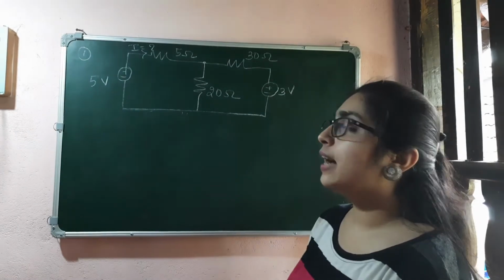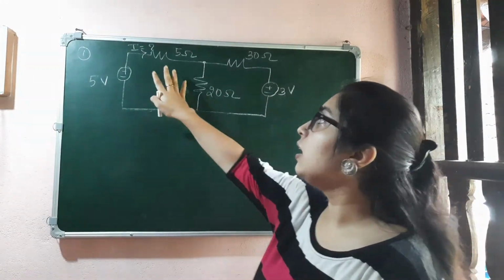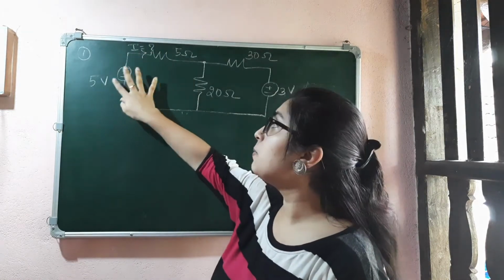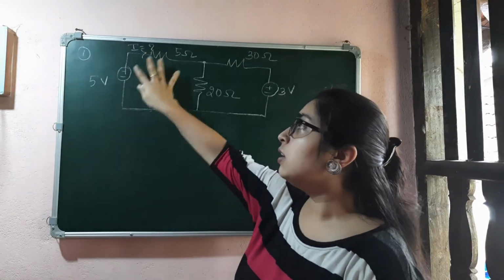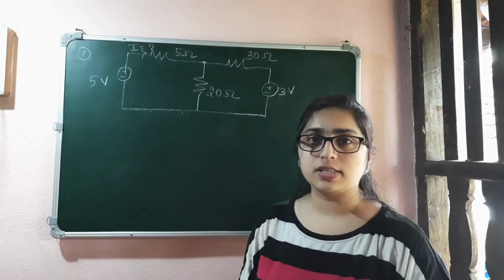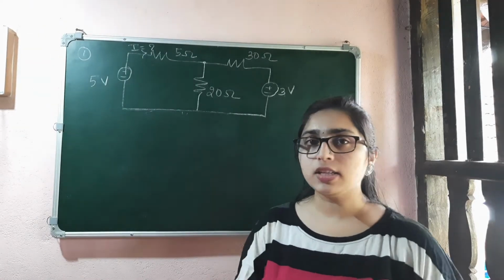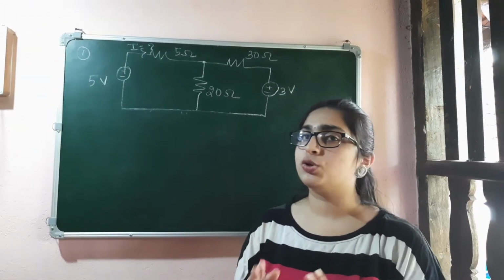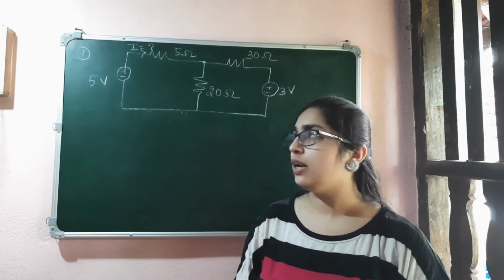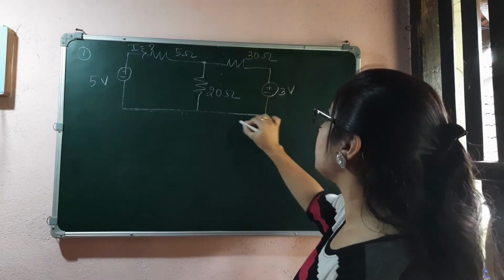Just be careful that while using the source transformation technique, don't alter this resistance part. That means don't go and apply the source transformation technique on this 5 volt source and the 5 ohm resistor part. Wherever you want to find the voltage or current in the source transformation technique, you should not disturb that particular element. So what I will do is apply the source transformation technique for this part.